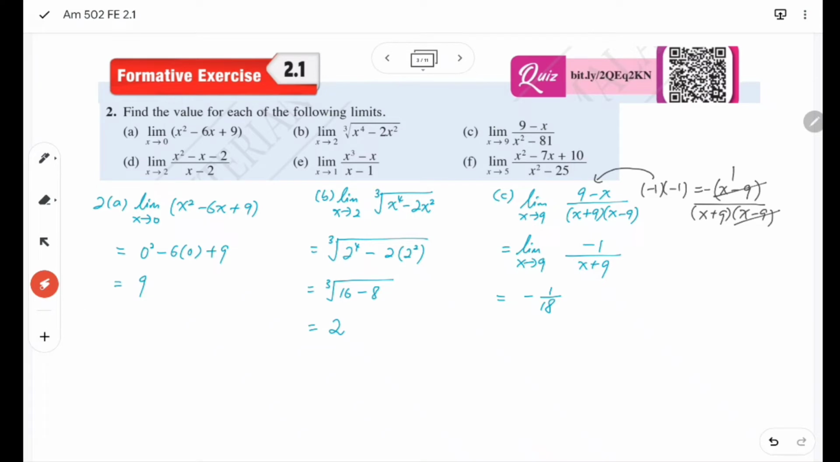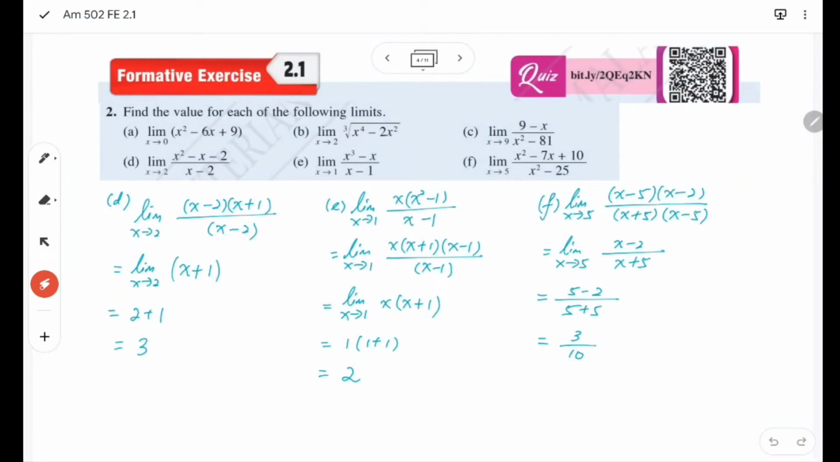So now, let's try to substitute 9 for the x. So we get negative 1 over 9 plus 9, which is 18. There we go, we get the limit of the function when x tends to 9 equals negative 1 over 18.